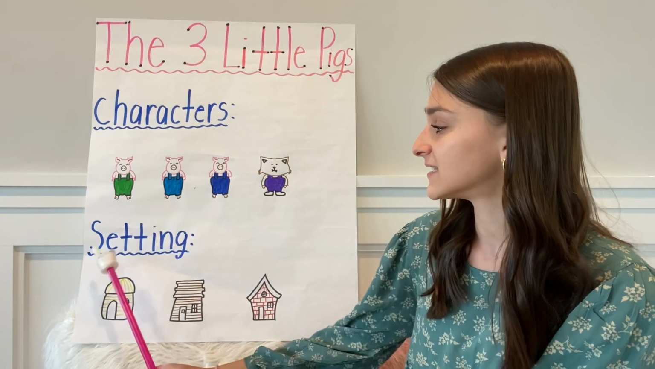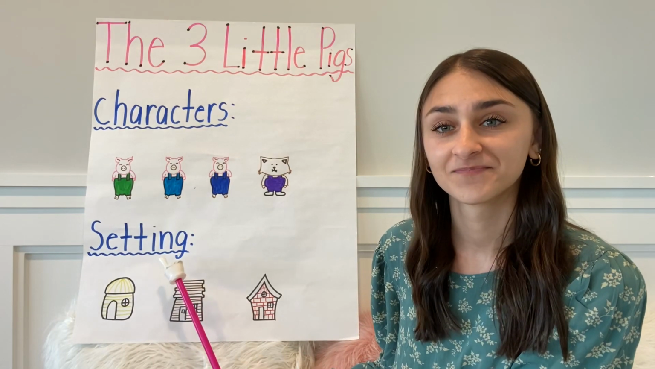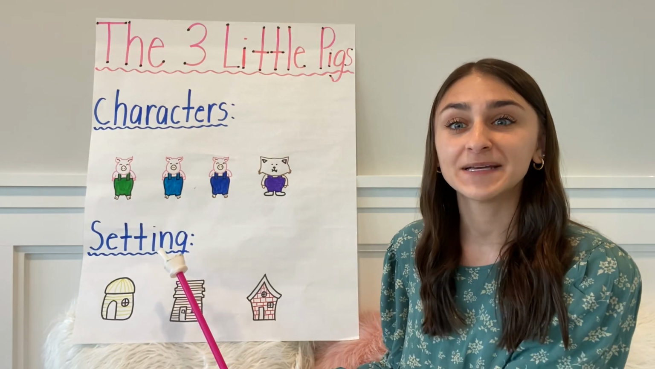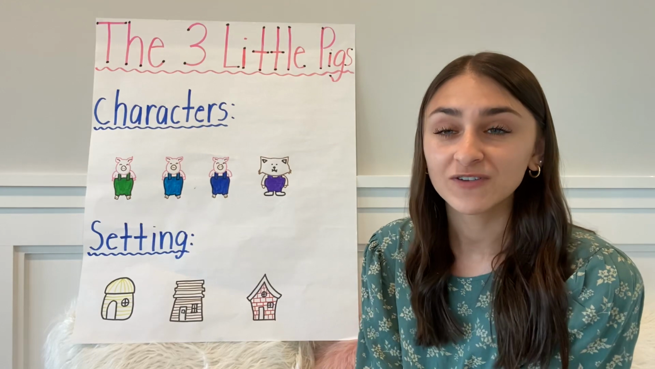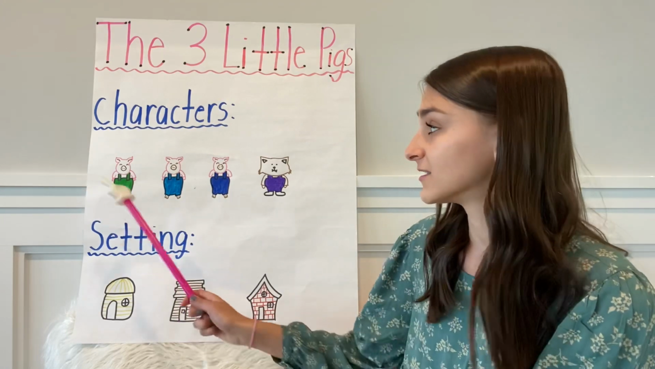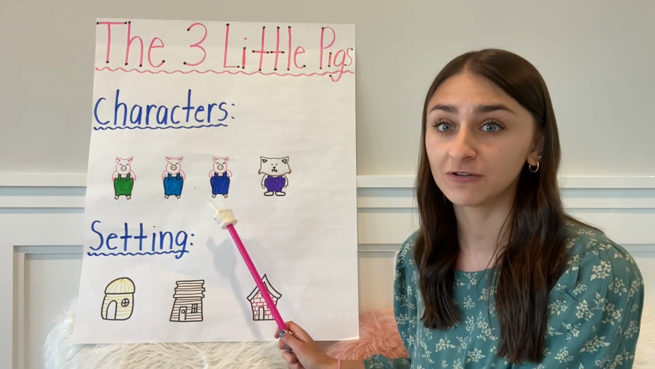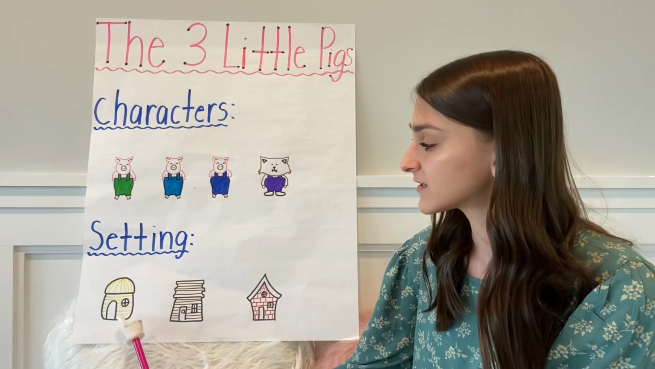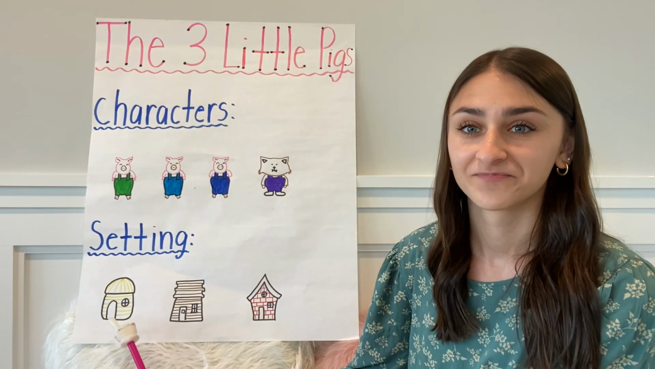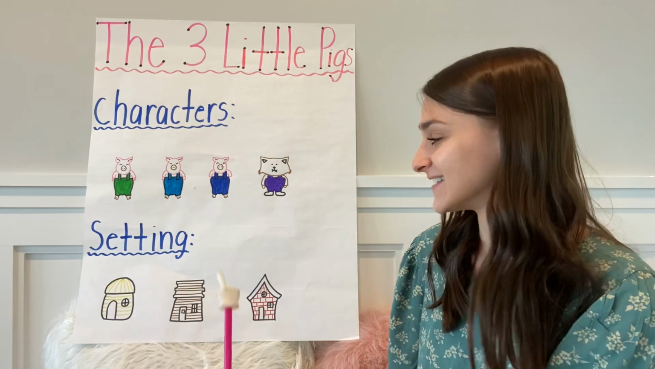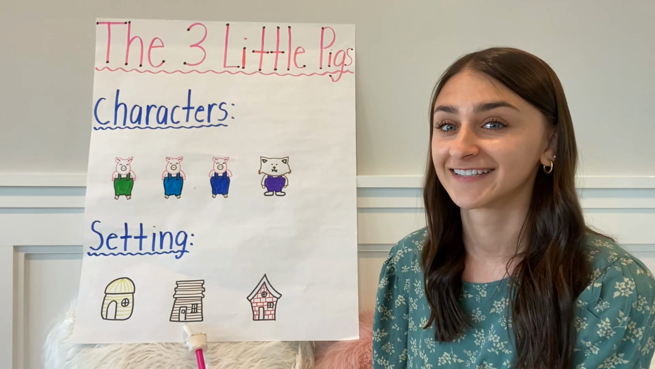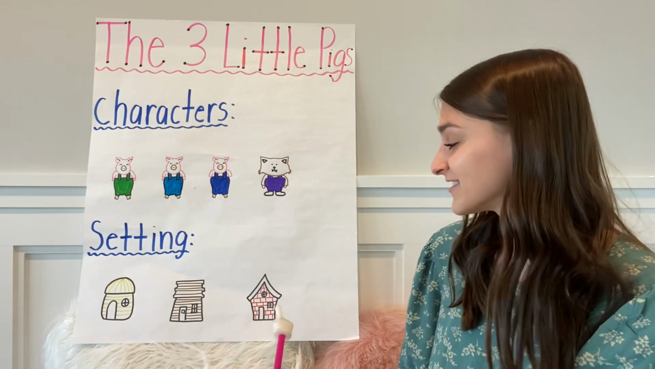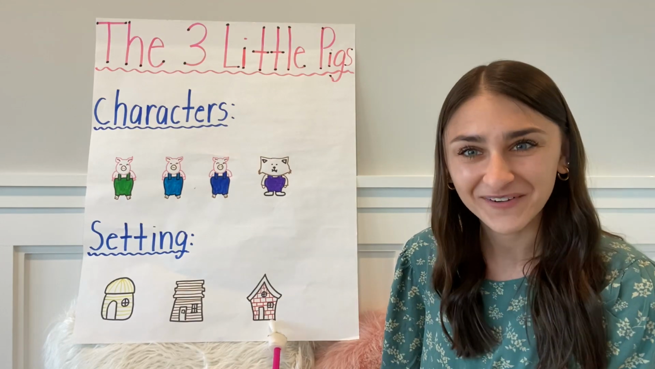Now let's take a look at the setting. Do you remember what the setting is? The setting is where the story takes place. So throughout the story, the setting changes a little bit, right? Because the 3 little pigs build houses out of different materials. So what did the first little piggy build the house out of? Straw. And the second little piggy built it out of sticks. And the 3rd little piggy built it out of bricks.